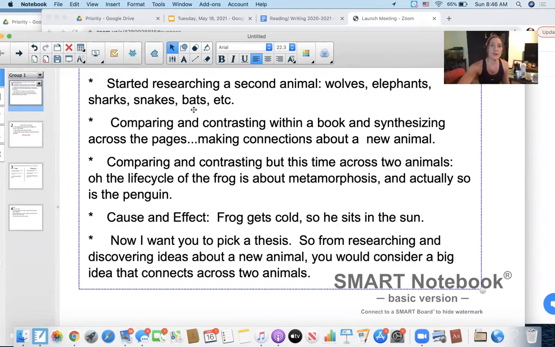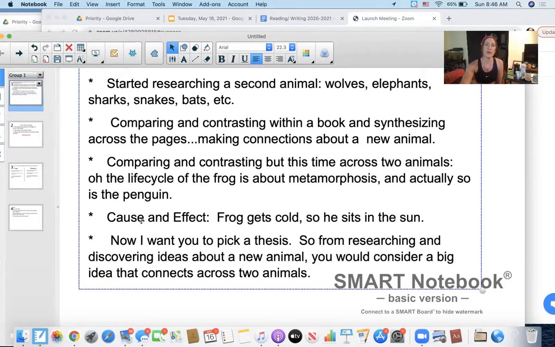Now, last week Miss Durson showed us how to compare and contrast within a book. So you're looking at the information and synthesizing across all the pages, making connections about this new animal. We also talked a little bit about comparing and contrasting, but this time across two animals. So now you have the life cycle of the frog, and oh, that's interesting, they call that metamorphosis, and actually something similar happens with the penguin.